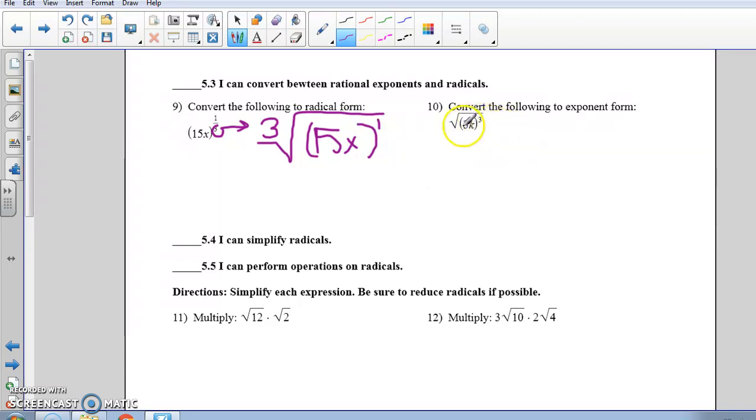If you start with the radical, you have to undo it. Remember, if it's a square root, that index is a 2. So we're going to use the 3k as the expression with that numerator value of 3 and bring the index value of 2 to the denominator. And that's converting between rational exponents and radicals.